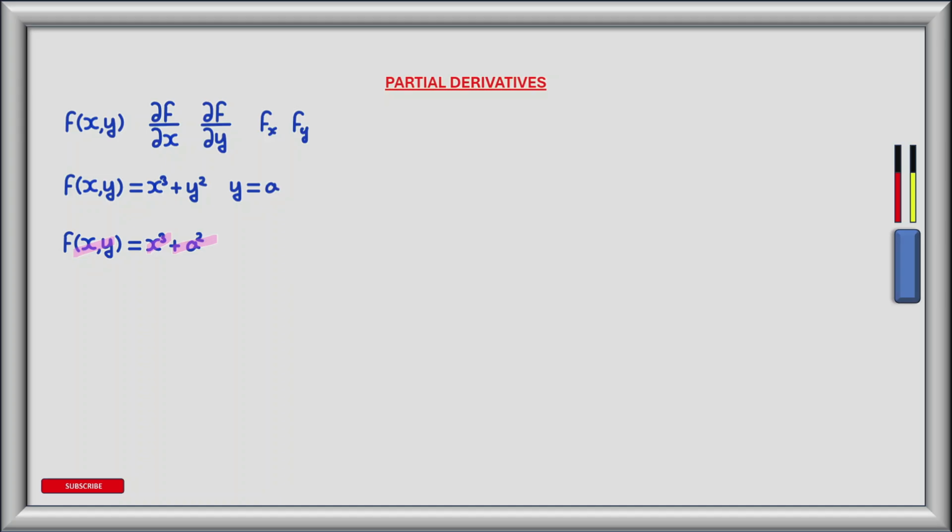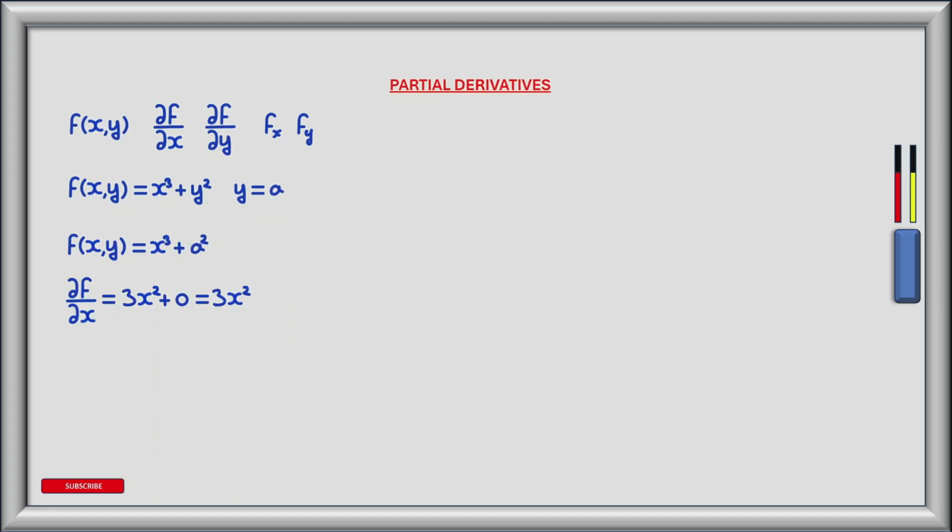And df by dx, so that's the partial derivative of f with respect to x, is simply differentiating the function with respect to x. And so to evaluate the partial derivative of f with respect to x, we take the derivative of x cubed with respect to x, and using the power rule, that equates to 3x squared. And then we take the derivative of the constant a squared with respect to x. And as it's a constant, it evaluates to 0. So we find that our partial derivative of f with respect to x equates to 3x squared.